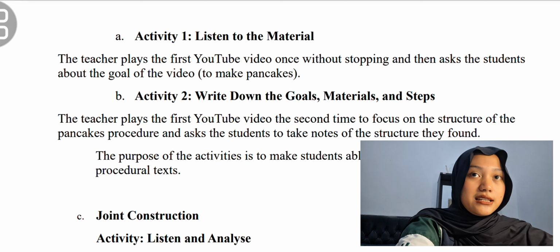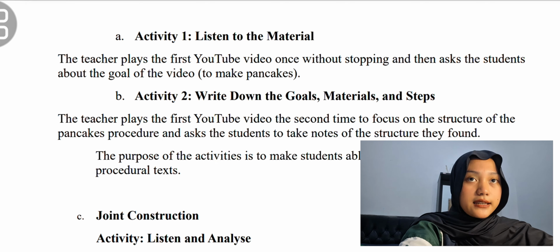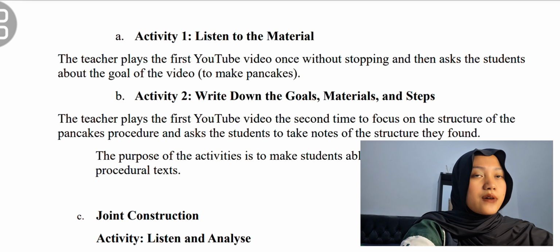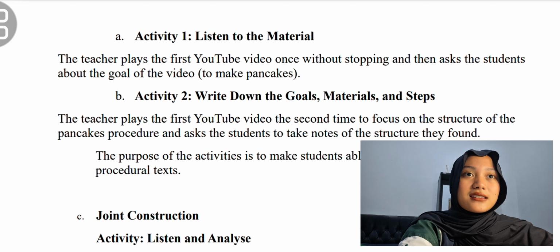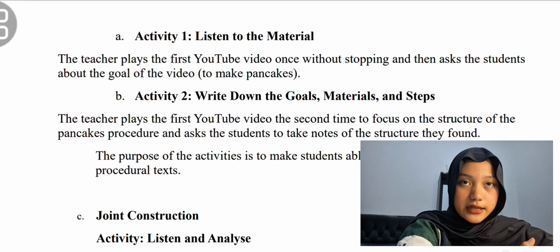So in the first activity, the teacher plays the first YouTube video about how to make pancakes once without stopping, and then asks the students about the goal of the video, which is to make pancakes.